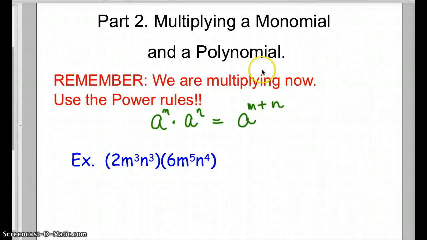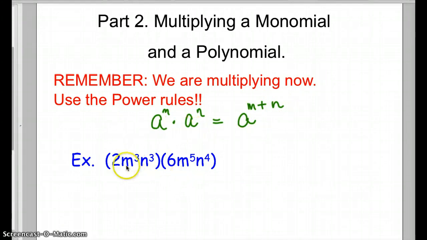Hello students, today we are going to learn how to multiply a monomial by a polynomial. Before we do that, we're going to review the multiplication rules for exponents with the same base. When you have the same base, remember the rule: a to the m times a to the n is equal to a to the m plus n.